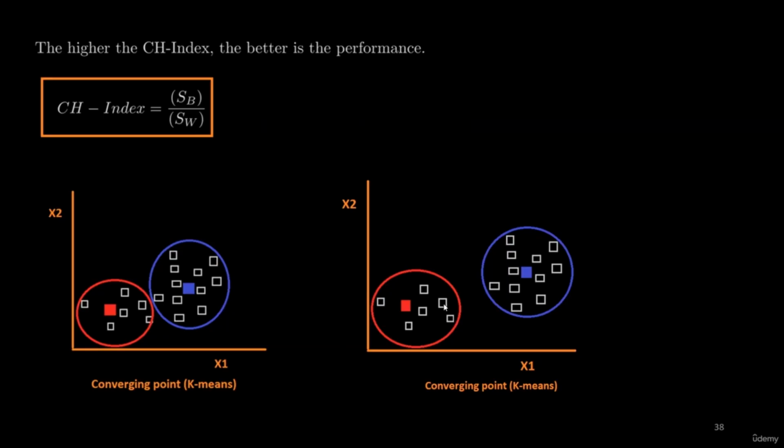So the requirement of the CH index is that the distance between the points within the cluster should be very less as compared to the distance between the points in two clusters. Now here there is a problem.